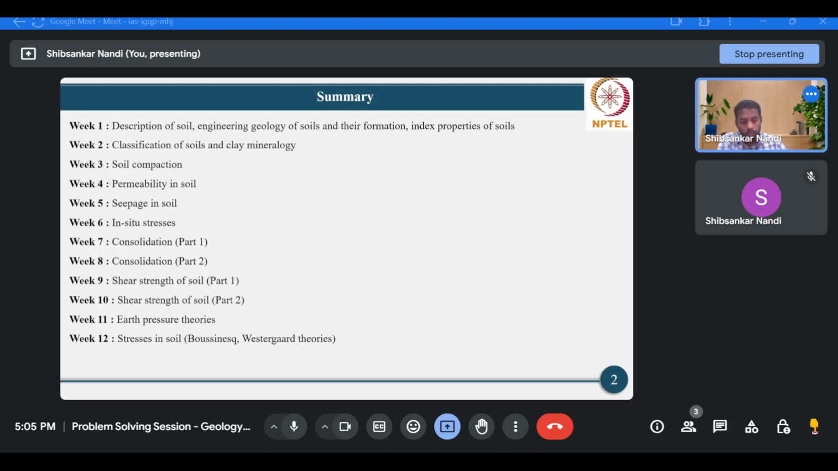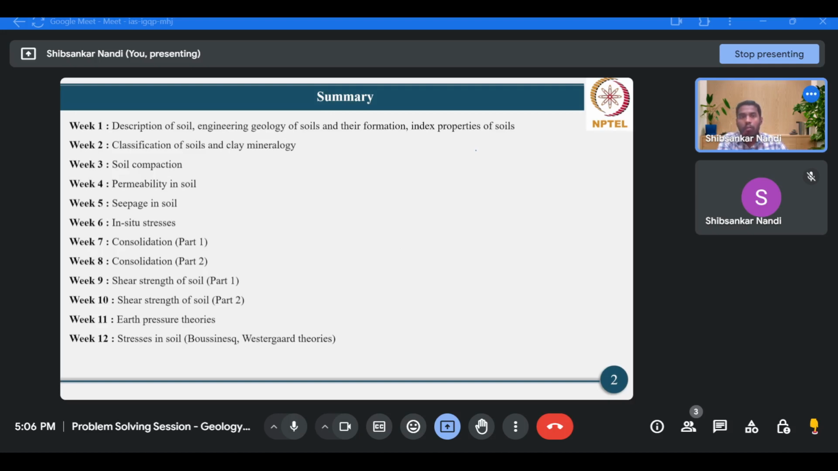Then we started learning the very basics of this course, that is index properties of soils. As you know, soil is a three-phase relationship. It contains solid particles, it contains water, and it contains air. The solids are particles of different size and shape. The air and water form the pore matrices. The pores inside the soil particles are filled up by air or water.